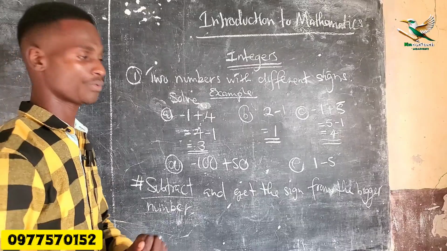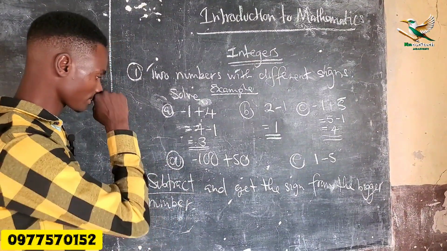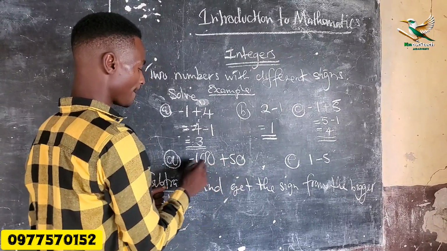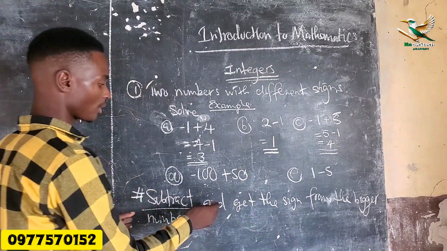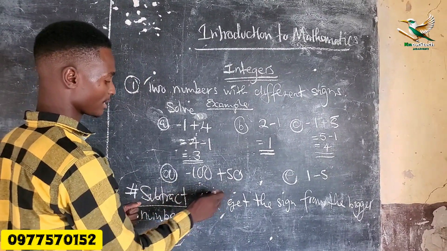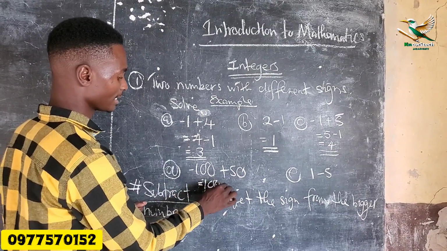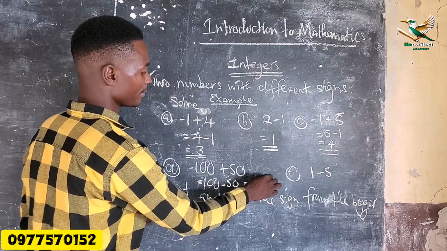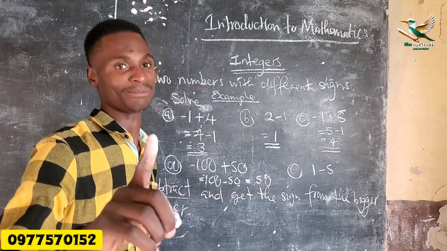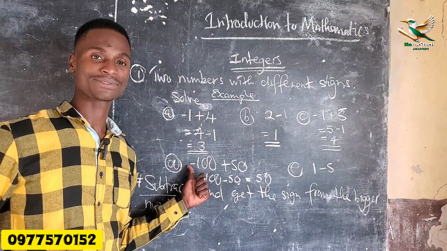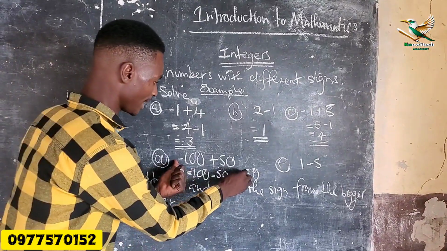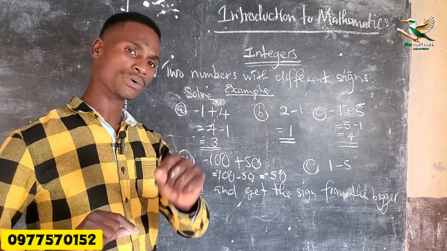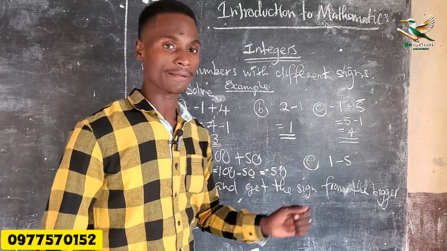D here, my good friends, D is saying -100 plus 50. Different signs, so we're going to subtract. The bigger number is 100, so we're going to say 100 minus 50. 100 minus 50 is what? 50. The sign from the bigger number is negative. Okay? So the answer is -50. Are we together?